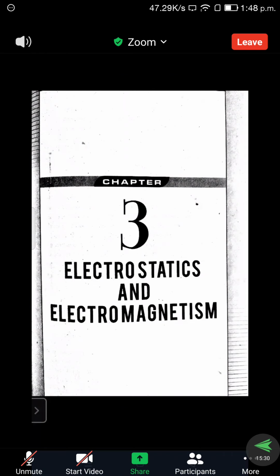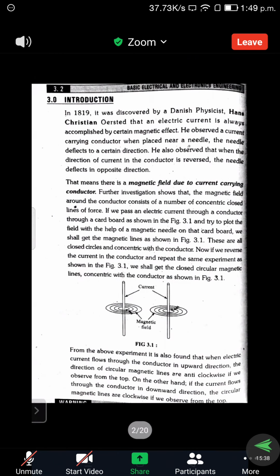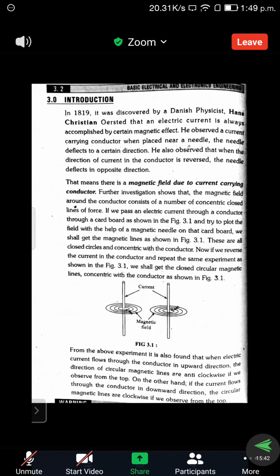These are two concepts discovered by a scientist. There is a Danish scientist, a physicist, whose name is Hans Christian. Hans Christian invented two theories, the electromagnetic effect and the electrostatic effect.